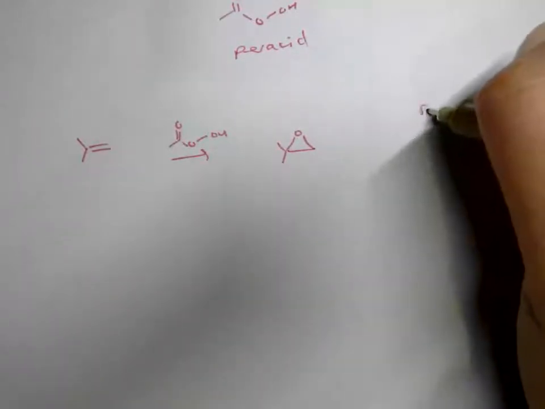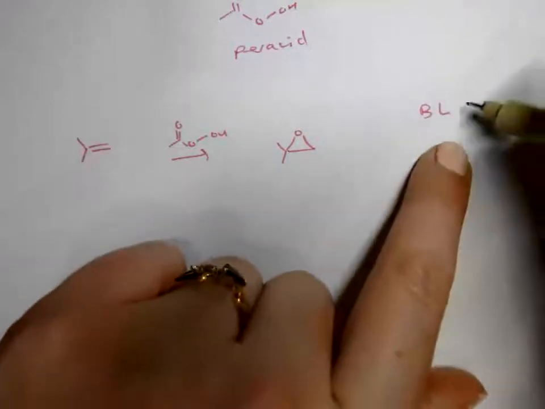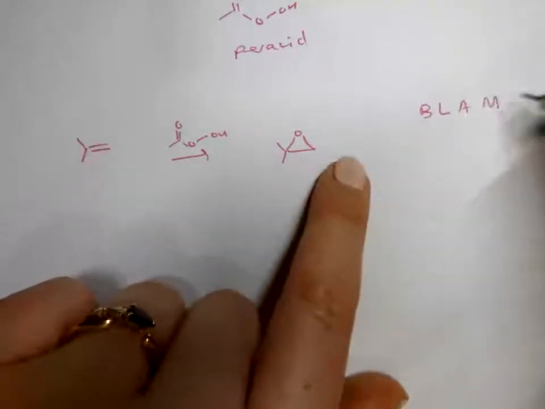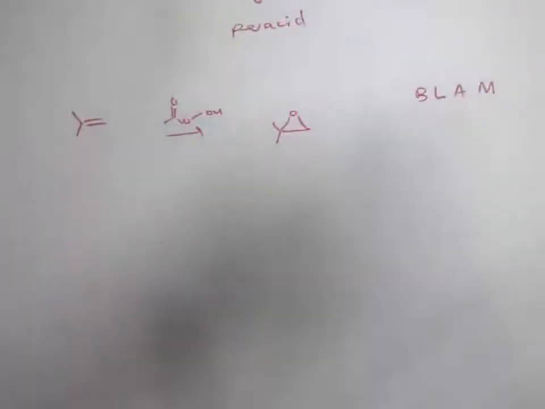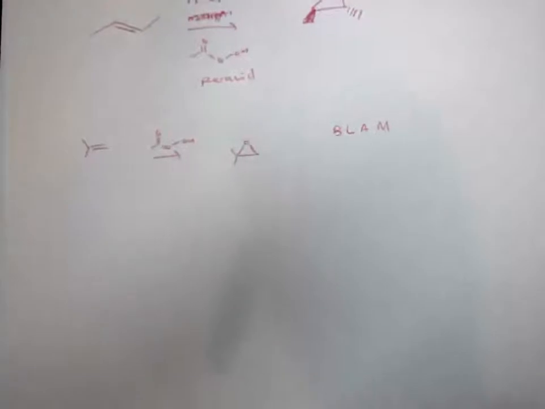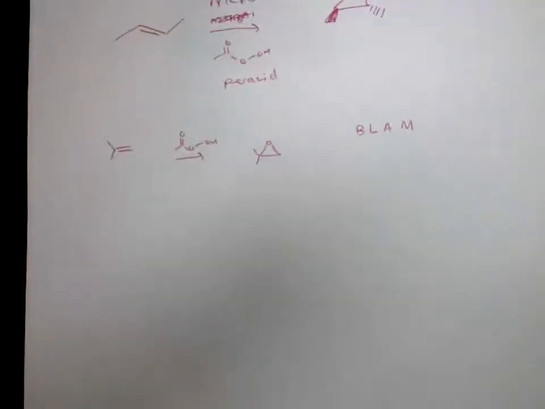And if you have base catalyzed, it'll attack the least substituted side. And acid catalyzed, it'll attack the most substituted side. So I call that BLAM: base, least, acid, most. I got that from somebody at some point way back in grad school, so you can thank them. So base, least, acid, most.